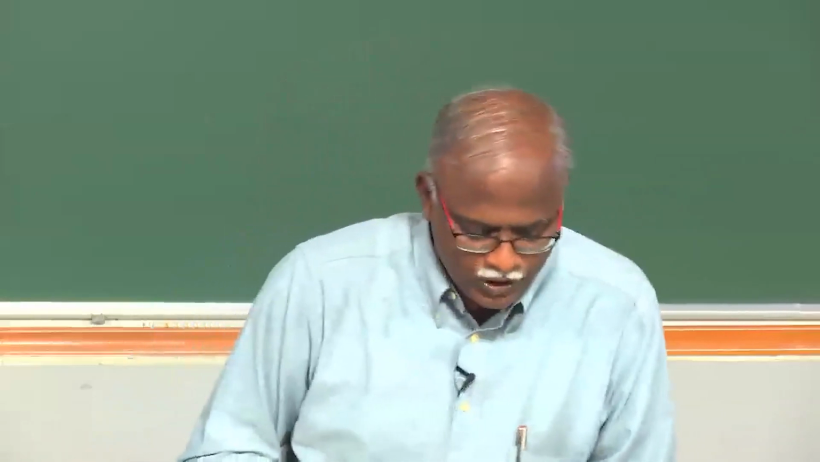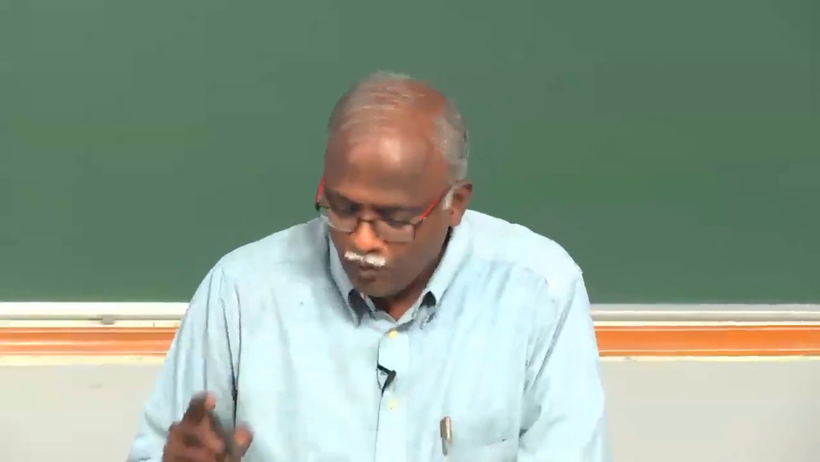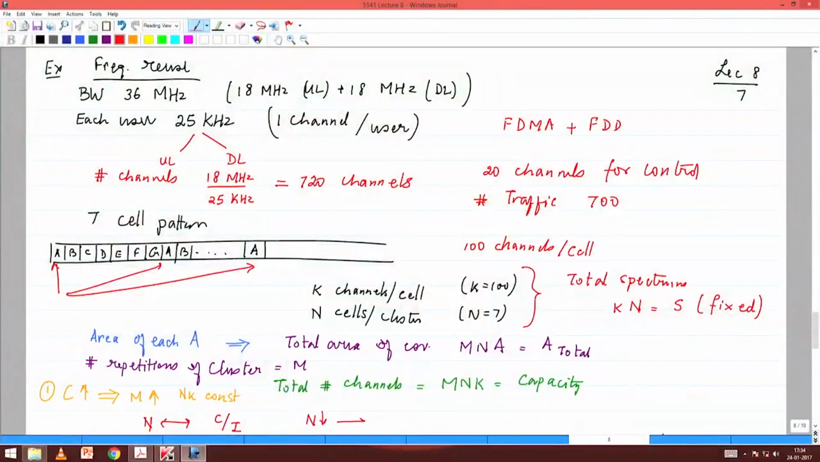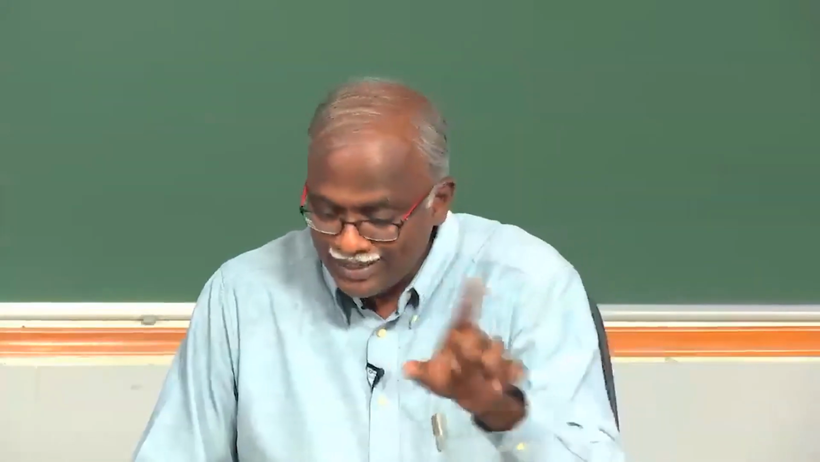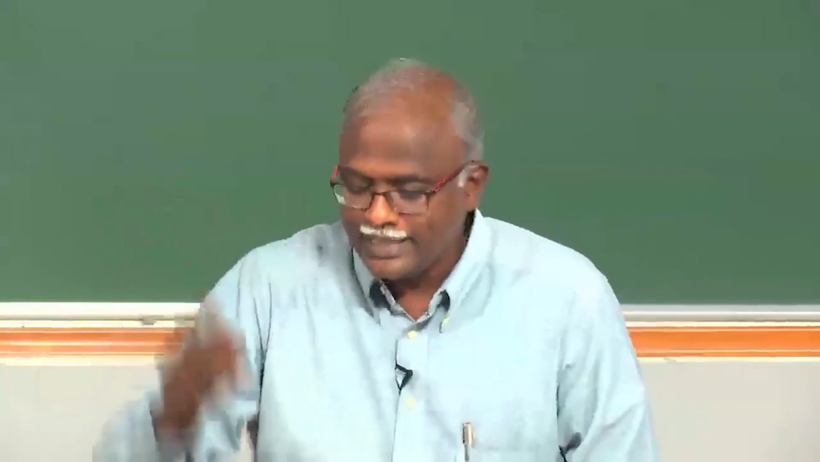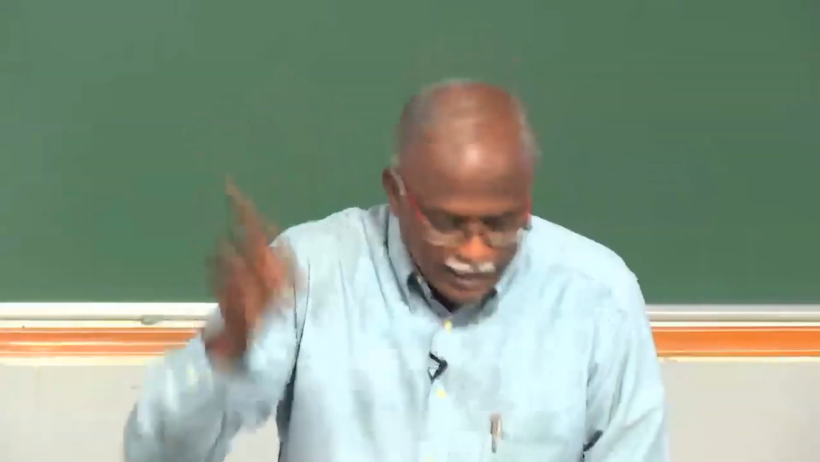NK is a constant. So the key element that we suffer when I reduce N is that my C over I is going to reduce. Now notice that if N has reduced, in the total area M has to increase, because you have to cover the total area. Cluster size has reduced, size of the cell remains the same, which means the number of repetitions increases. The minute I increase M, capacity will increase. So by reducing N, I pay a price, but it indirectly gives me capacity.